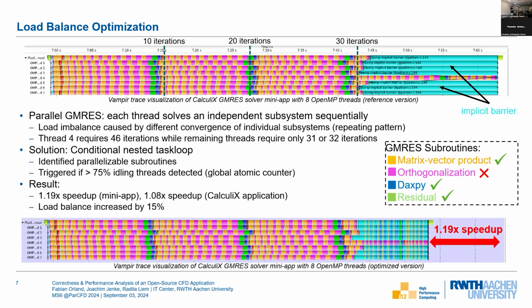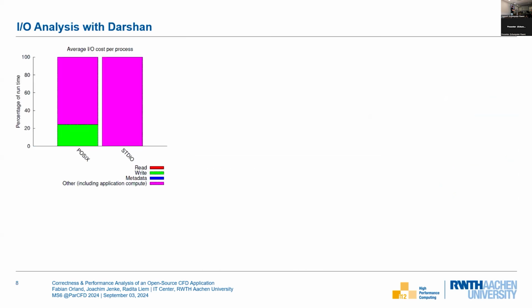So for the whole application, using this nested task loop, we got almost 10% speed up. And overall, the load balance increased by 15%. And what you can basically see down in this visualization is that when our conditional nested task loop triggers, it will create tasks such that the idling threads can help the slower thread to finish these computations. I think that's all regarding that.